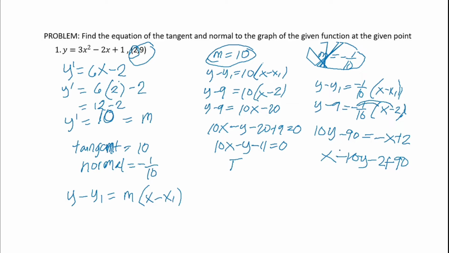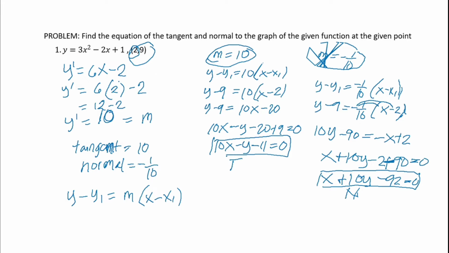So therefore, we have x, transpose this, this is 10 plus 10y, and still this is negative. So it's equal to 0, because when we transpose, it will become negative, so positive. So this time we have x plus 10y minus 92 is equal to 0. So this is the equation for the normal, and this is the equation for the tangent.